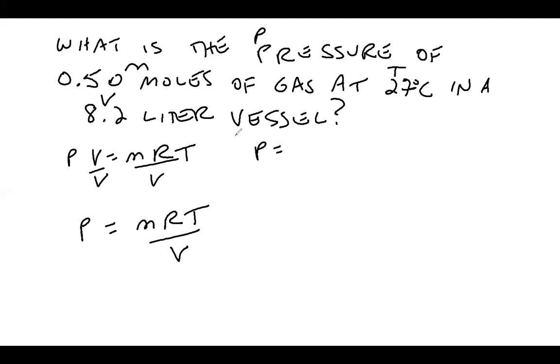Substitute in my moles, 0.5. I don't have to worry about sig figs. If this was a free response, I would absolutely have to write this as 0.50. It drives me crazy when students drop the zero in free response. But in multiple choice, who cares? All right, so that's n, and R is 0.08206. I'm just going to use 0.082, close enough to 0.08206.